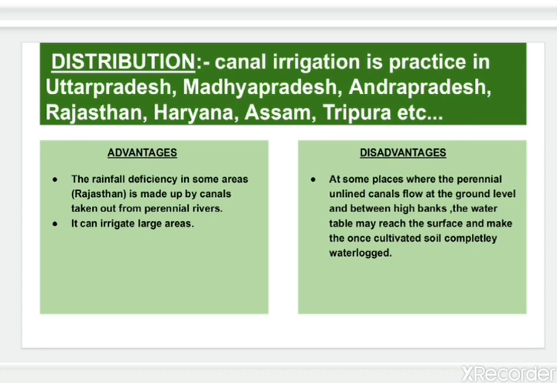Then the next is disadvantages. At some places where the perennial unlined canals flow at the ground level and between the high tanks, the water table may reach the surface and make the once cultivated soil completely waterlogged. So there is a chance of waterlogging in the field.